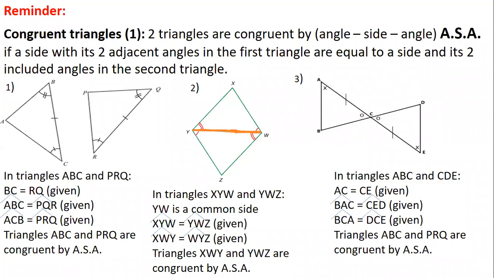Common side? Yes. Some of you have written YW is equal to YW. How come? YW is common between the two triangles. So we say YW is a common side, as Hassan said. Now on YW, Hassan, in triangle XYW, can you name this angle here at vertex W, please? Name it.